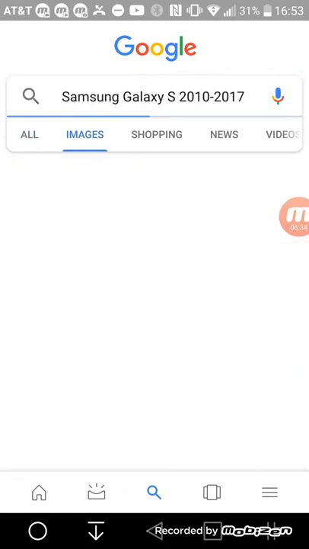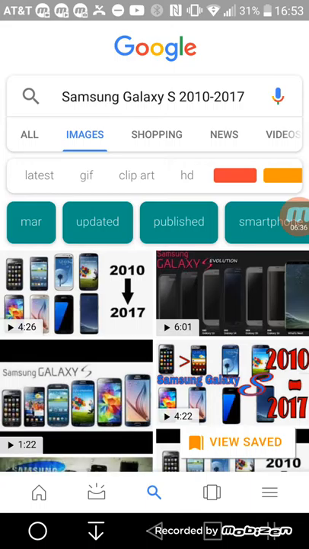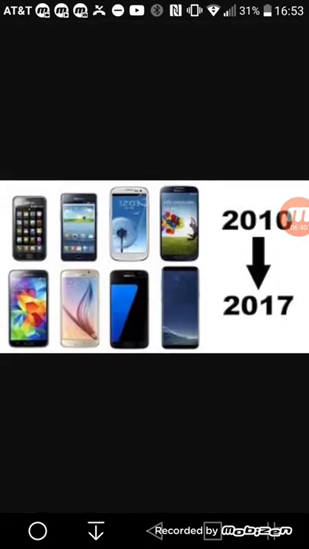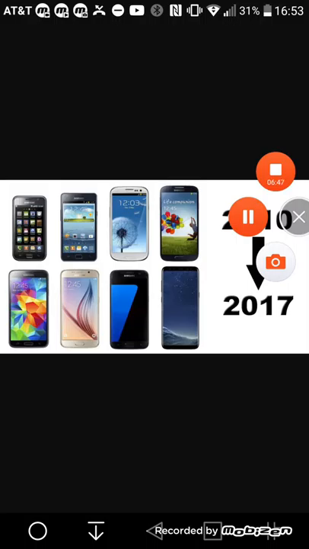The 10-year anniversary of the Samsung Galaxy series is coming up, so this is what it looks like. The S1, S2, S3, S4, S5, S6, S7, and S8. So, what's your favorite phone? And what do you think the Galaxy 10 will look like in maybe 2020? I don't know, but yeah.